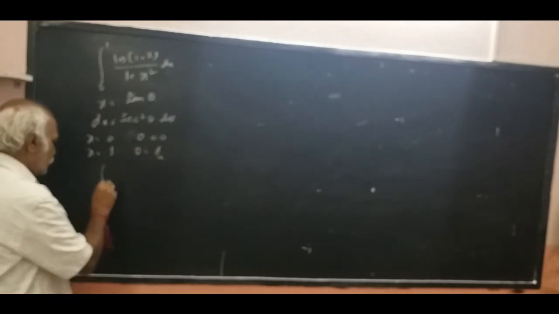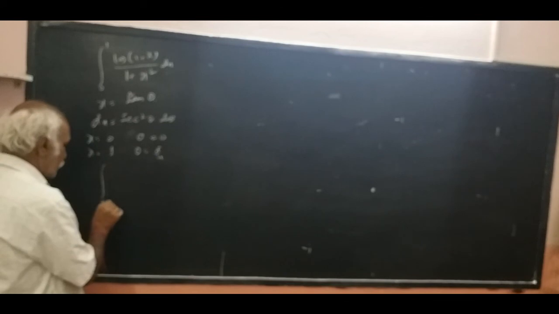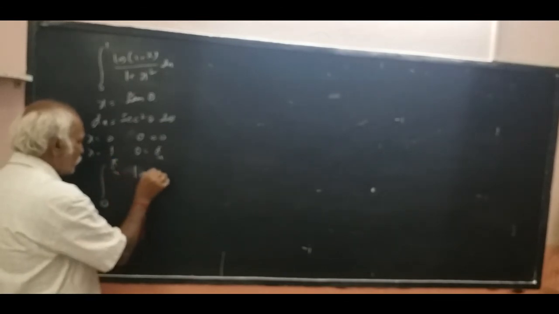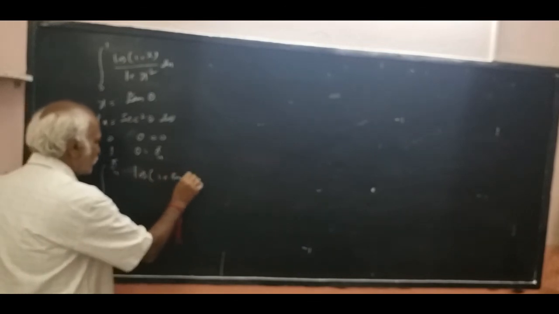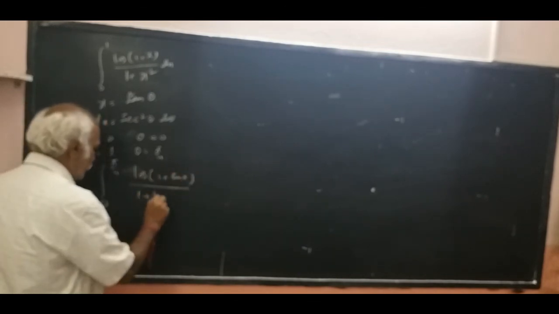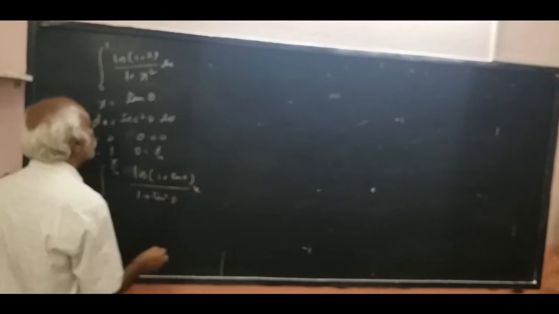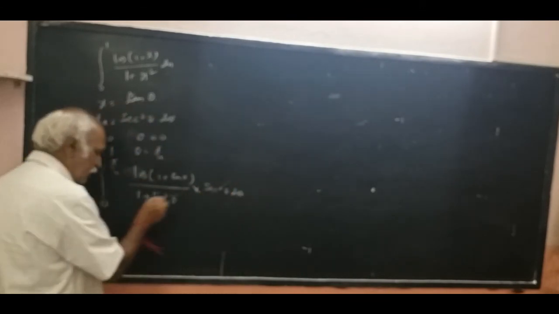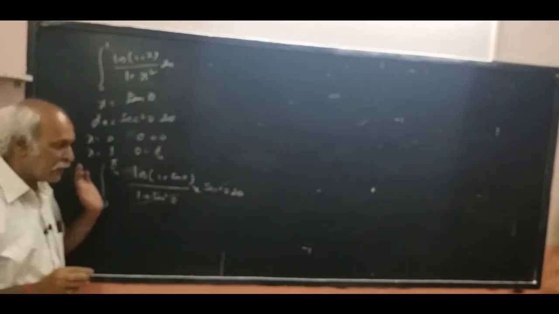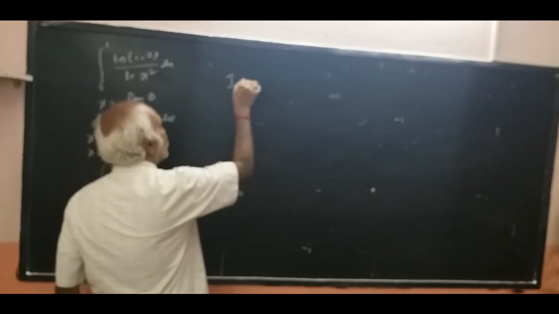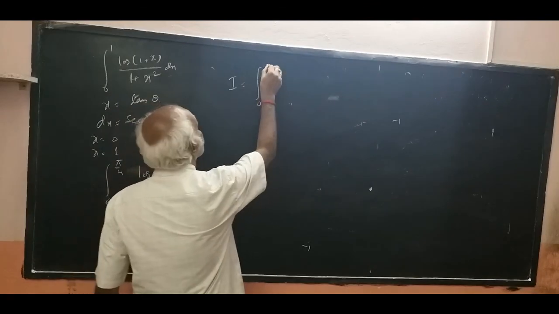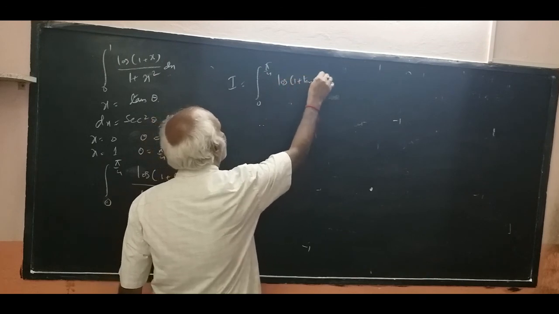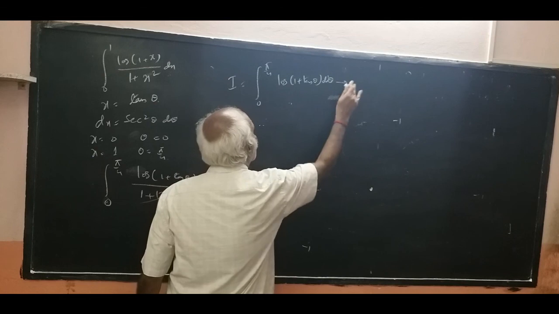Okay, now I will put the values. 0 to pi by 4, 1 log of 1 plus tan theta by 1 plus tan square theta into dx is replaced by secant square theta d theta. These two will get cancelled because 1 plus tan square theta is secant square theta. Now I will call it as I. 0 to pi by 4 log of 1 plus tan theta d theta. I will call it as equation number 1.